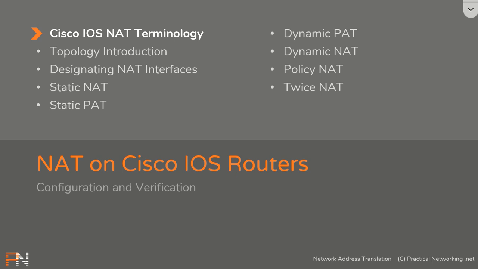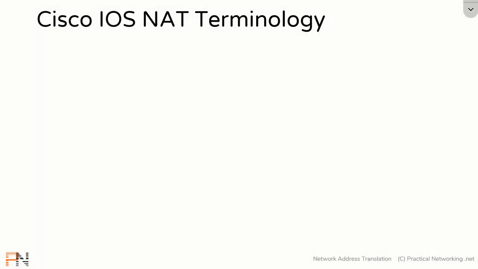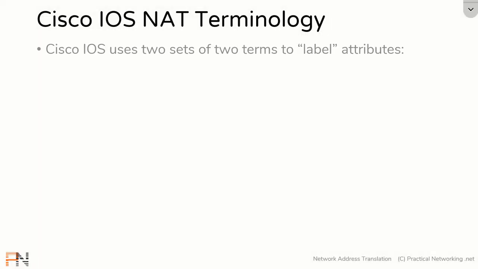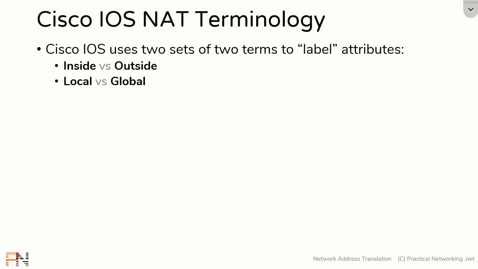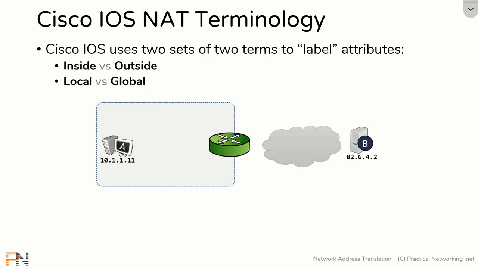In this lesson, we'll be talking about the terminology that Cisco IOS uses when discussing network address translation. Cisco likes to use two sets of two terms to label all the attributes involved in network address translation. Those two sets of terms are inside versus outside and local versus global. We'll explain what each of these mean using this topology.